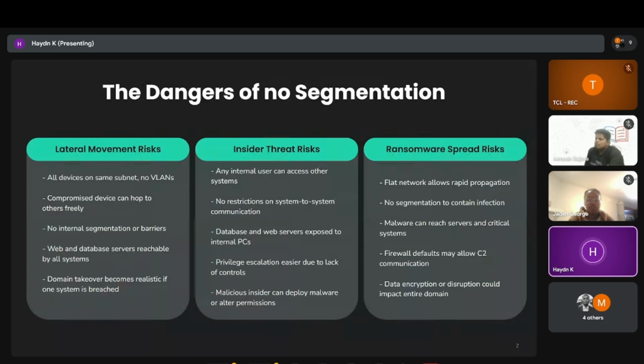And then lastly, we have ransomware spread risks, which allows rapid propagation of ransomware and other malware through the systems. Lack of segmentation means that it can spread very easily and turn into an entire system takeover. Malware can reach the servers and critical systems. Firewall defaults may allow C2 communication if the default firewall rules are too weak, and then data encryption and disruption could impact the entire domain.